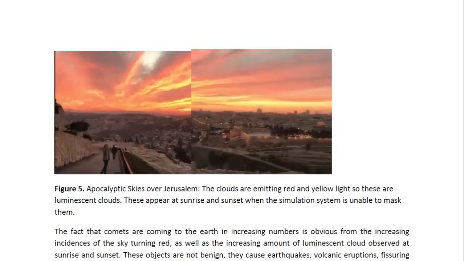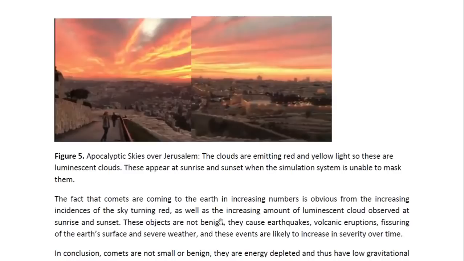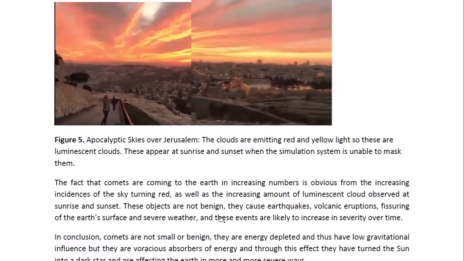And this is usually seen at sunrise and sunset, and I think that is most likely because the sun simulation system is able to mask it completely during the day and during the night, but not at sunset and sunrise when it's changing modes from daytime mode to nighttime mode. Now, the fact that comets are coming to the Earth in increasing numbers is obvious from the increasing incidence of the sky turning red, as well as the increasing amount of luminescent cloud observed at sunrise and sunset, which we see here. These objects are not benign.